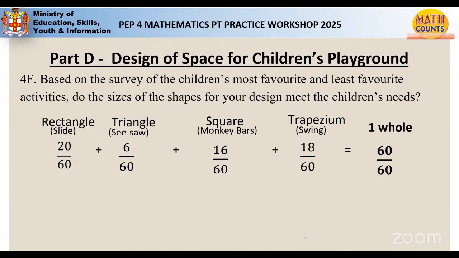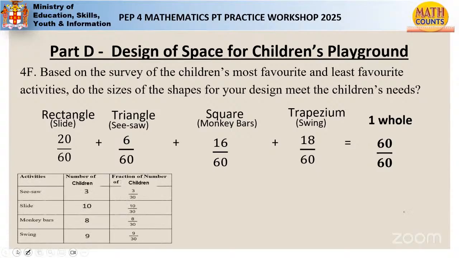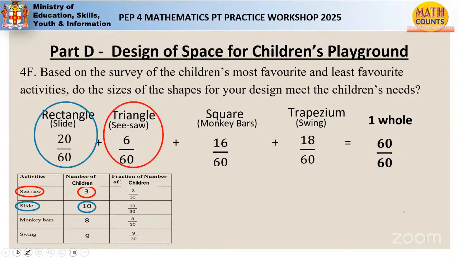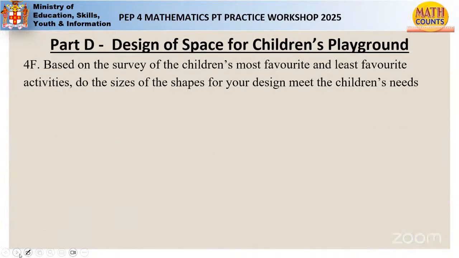All right, thank you so much for that. So yes, you are indeed correct. This one would have met the criteria because the slide was the most popular and the seesaw was the least, and we would have had more than enough space. The number of squares covered in the design for the rectangle is the greatest, and the number for the triangle is the least. Let us look at the other option now.